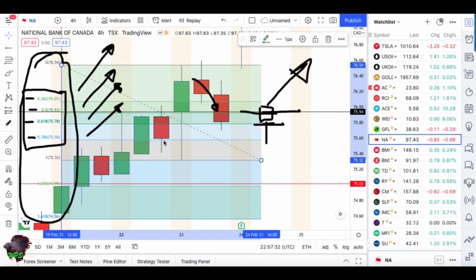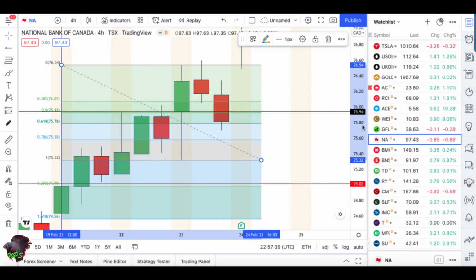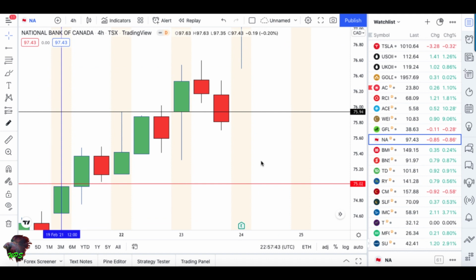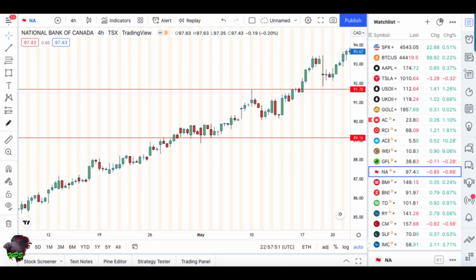Also, we have extensions, but I'm going to talk about that in the next session probably. So I'm not going to go too much into Fibonacci here. I just wanted to show you that this kind of stuff is tradable and how to interpret it. Okay, so this was the example of the inside bar breakout. Okay, continue on. The next example is again National Bank.